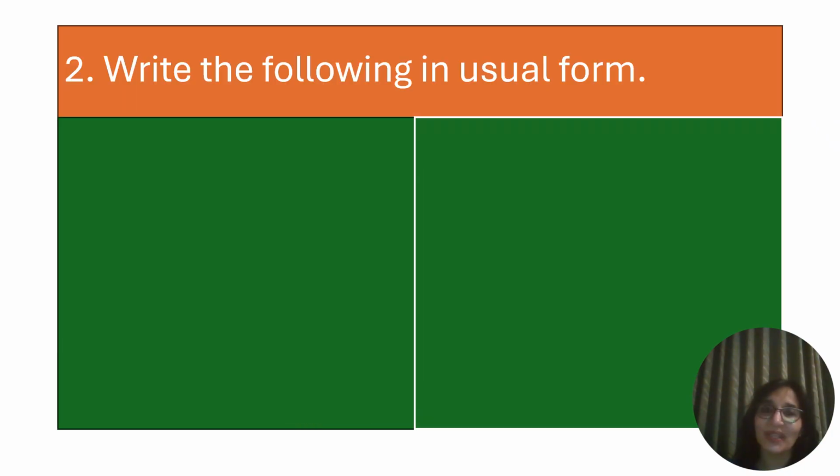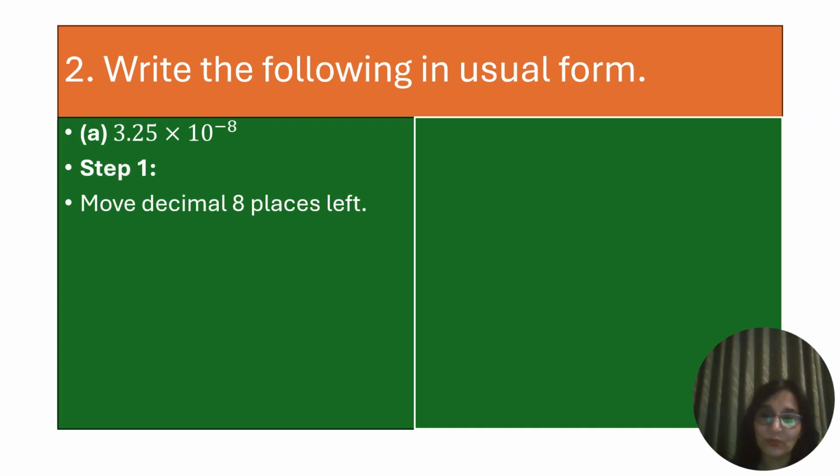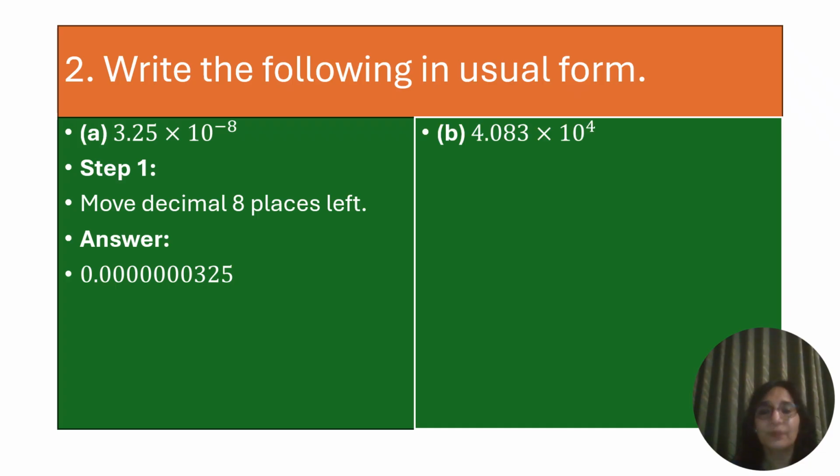Let's see how to write in usual form. So 3.25 into 10 to the power minus 8. Step 1, you need to move the decimal 8 places left because the power is minus 8. So your answer will be 0 point, and the numbers you see here, I'll just mark it so that you understand, and this will be your answer.